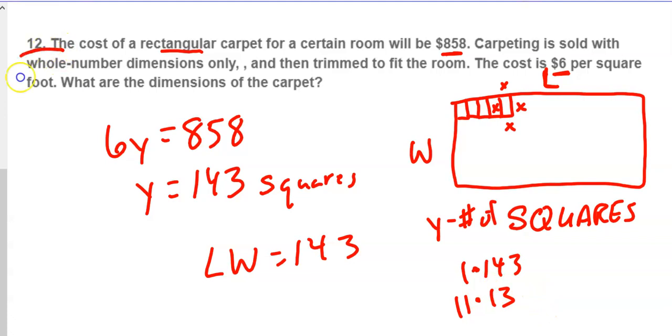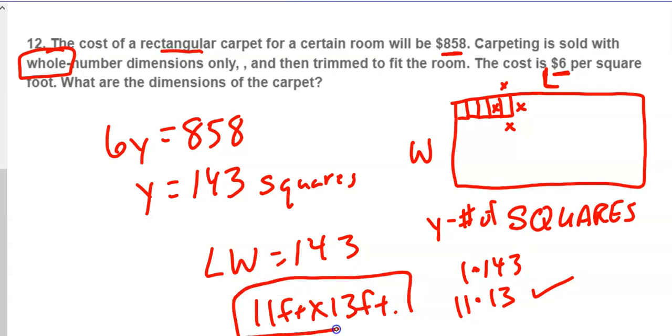So since we know these have to be whole numbers, that's why we can automatically jump right to this and say that this room is going to be 11, and I believe it was foot. Yep, so 11 feet by 13 feet.